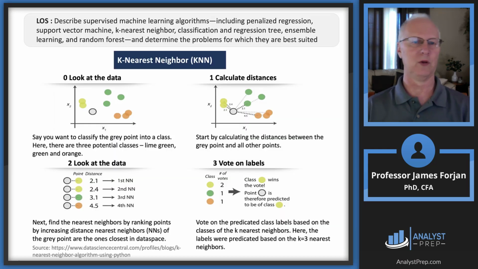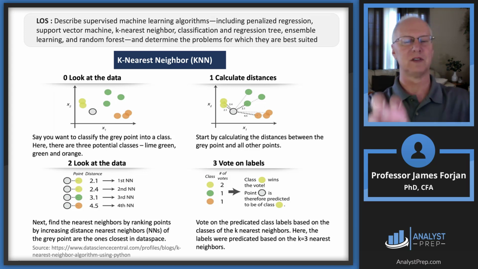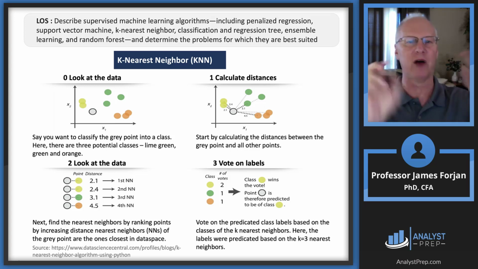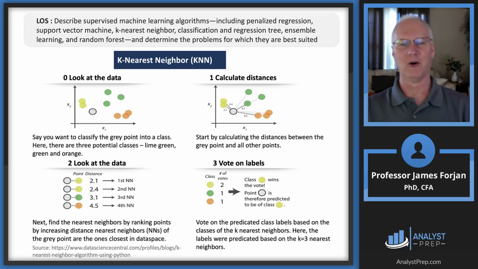Here's a really, really cool example. We have three existing classes: the yellow class, the green class, and the orange class. Even though we have 2 and 3 and 3 data points there, imagine that those are thousands or tens of thousands of data points. So what we want to do is classify that gray point into one of the classes: the yellow, which we're calling lime green here, or green, or orange.